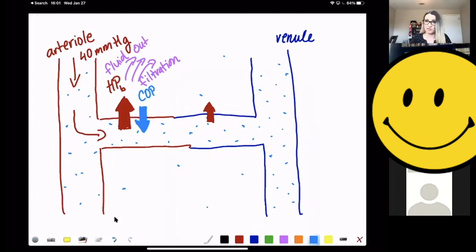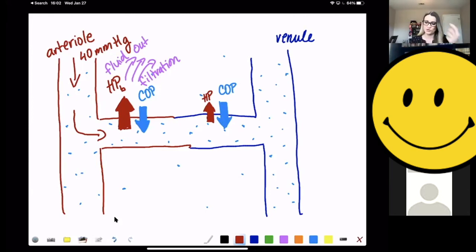Now, nothing happened to the proteins. They're the same, okay? The colloid osmotic pressure didn't change. The red one is still the hydrostatic pressure, and the other is the colloid osmotic pressure. So at the venous end of the capillary, the colloid osmotic pressure is still the same as it was before, but your hydrostatic pressure decreased because you lost all this fluid to the interstitial space.